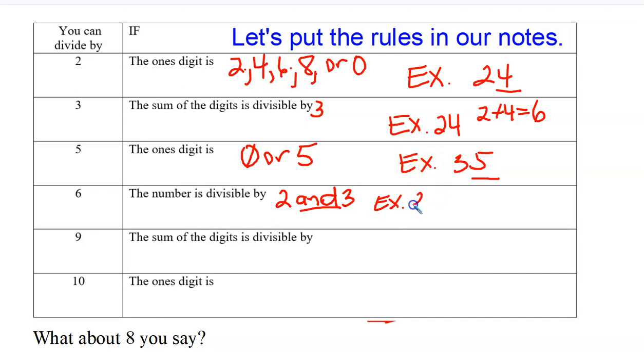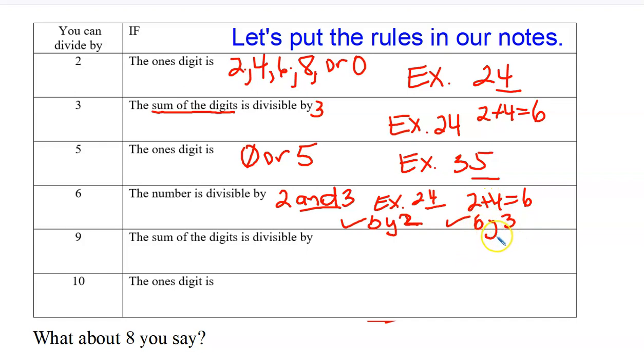I'm going to use the 24, right? If I underline the ones digit, is it divisible by 2? Yes, it is. It's even. It ends in a 2, 4, 6, or 8. That one works. Now I'm going to check to see if it's divisible by 3 by doing the rule where you add the sum of the digits. 2 plus 4 equals 6. And yes, it is divisible by 3 because 6 is divisible by 3.